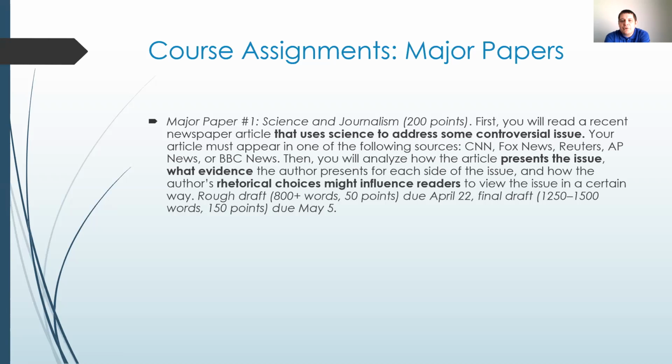In the paper itself, you're going to analyze how the journalist presents the issue, what evidence he or she uses for each side, and how that author's rhetorical choices might influence readers. So you're going to want to find articles that are fairly complicated on issues where they have some sort of opinion. The rough draft for that is going to be about 3 pages. That's worth up to 50 points. That's going to be due April 22nd.